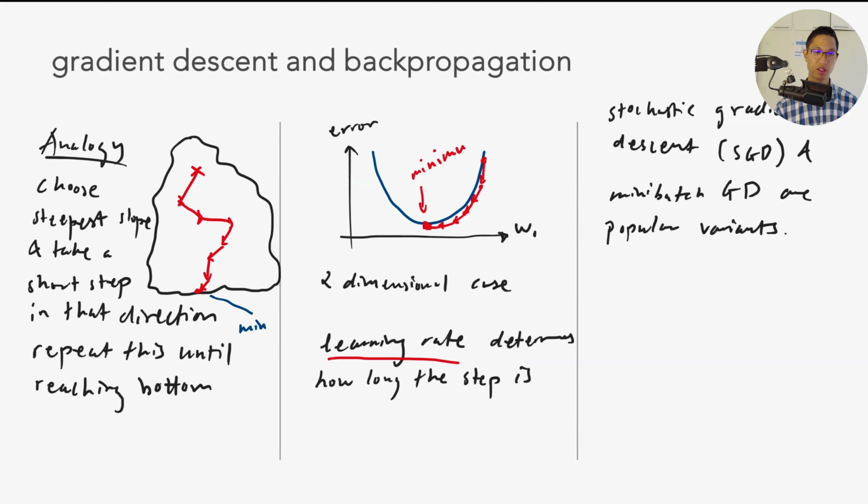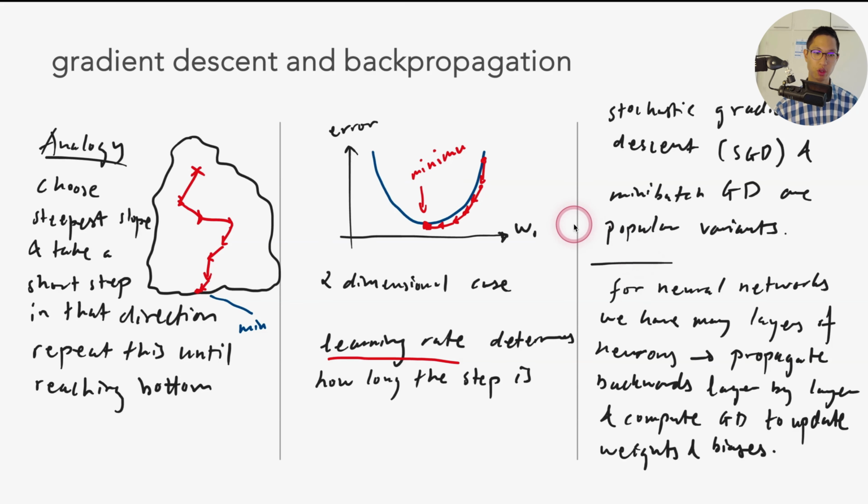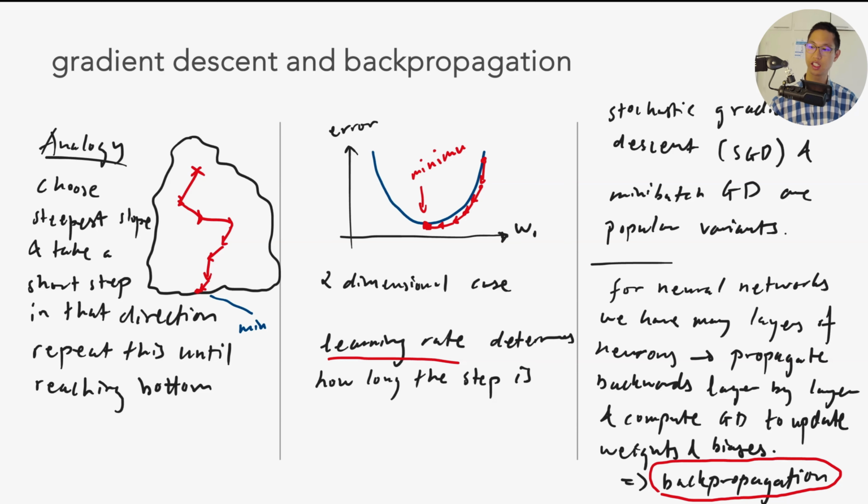Then we have stochastic gradient descent, which I talked a little bit about before, and mini-batch gradient descent. They are popular variants of this. For neural networks, we have many layers of neurons. In order to learn, we need to propagate backwards layer by layer and compute the gradient descent to update weights and biases. This is called backpropagation. In this video, I won't go through backpropagation since this is quite a large topic. I might cover that in another video, but for this video, it suffices.